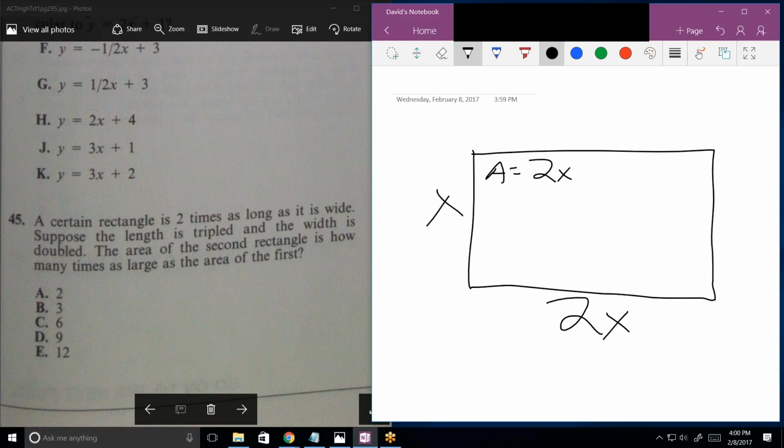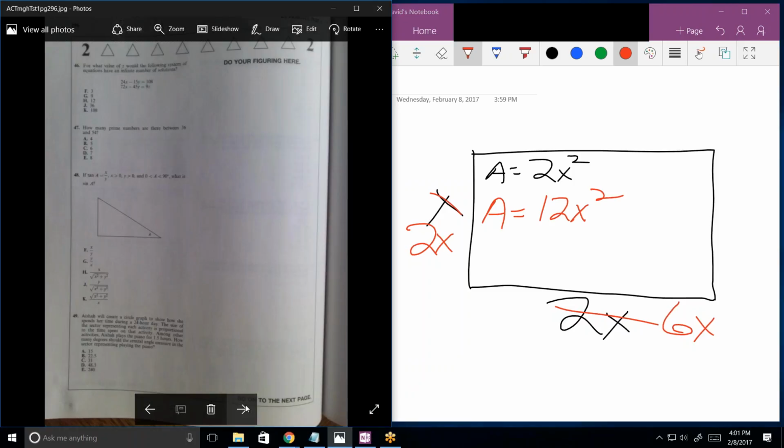2x squared. Okay. Now, double the length, triple the length, what does it become? 6x. Double the width? 2x. What's the area of that triangle, or of that rectangle? 12x squared. The area of the second rectangle is how many times as large as the area of the first one? Oh, 6 times larger. Perfect.